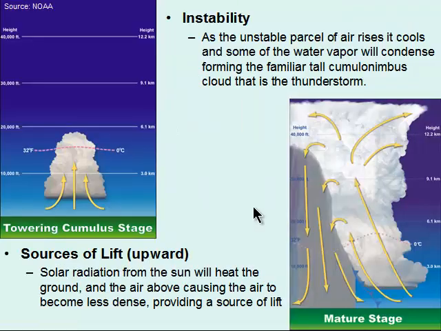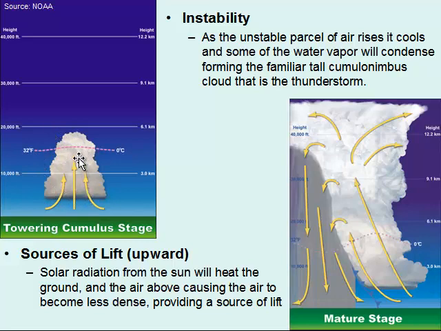So here we can see the progression of a cumulonimbus cloud. We have this unstable atmosphere, so that parcel of air is rising and cooling. As it's rising and cooling, it's starting to reach its dew point. So we have water vapor condensing, and we can see the start of a cumulonimbus cloud right here.